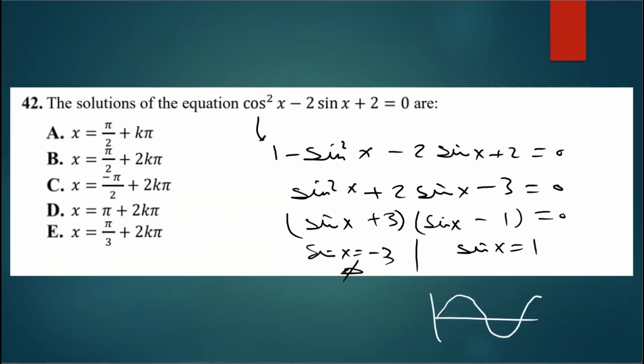And again in the next period, and again in the next period. So it happened at pi over 2, and adding 2 pi n to that. Pi over 2 plus 2 pi n is this one, and only this one, B.